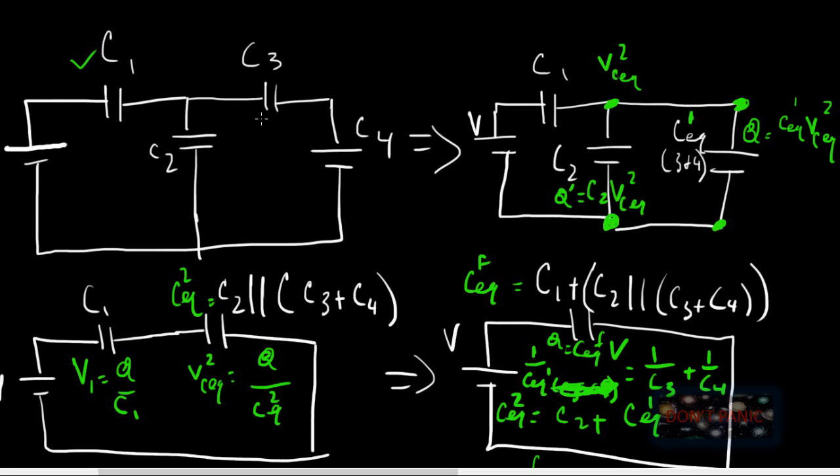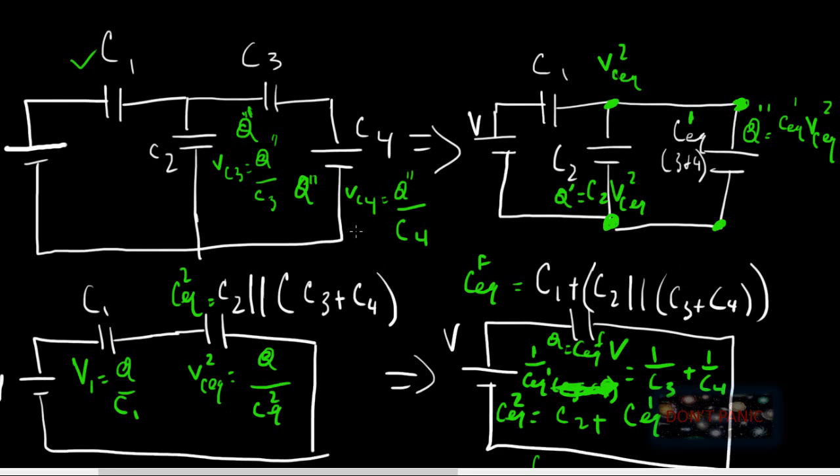So C3 is going to have some charge, let's call this Q double prime. It's going to have Q double prime on it, and C4 is also going to have Q double prime on it. Then if the charge on C3 is Q double prime, the voltage across C3 is going to be Q double prime over C3, and the voltage across C4 is going to be Q double prime over C4.